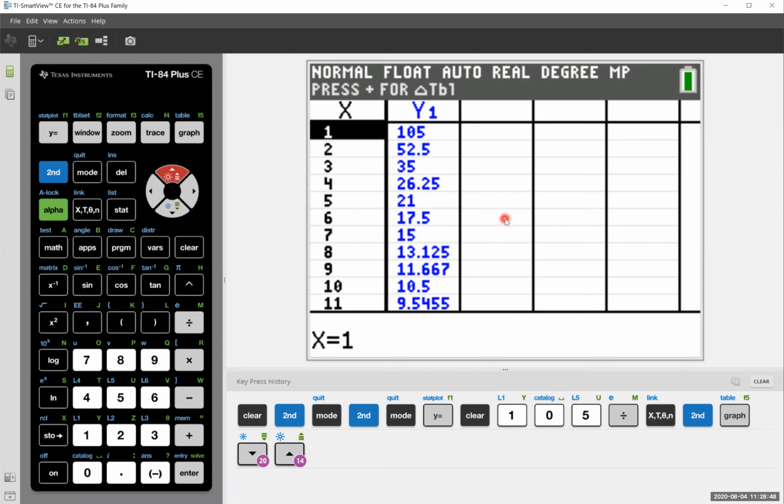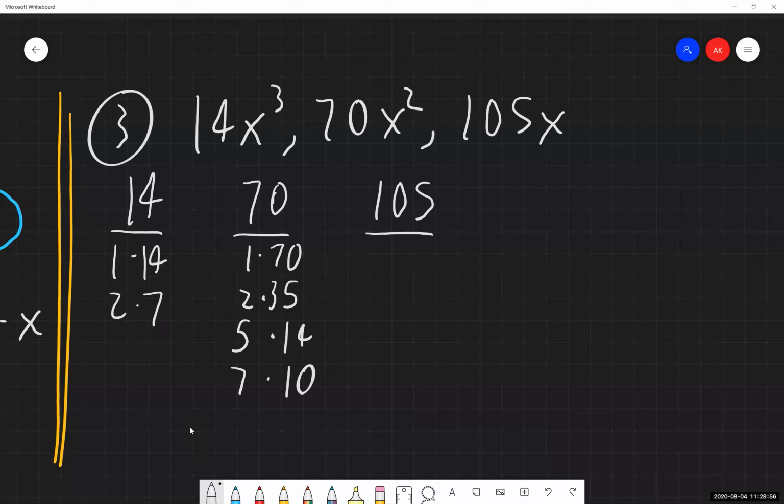So we'll jump back over to our Blackboard, and I'll actually write out the factors of 105. So 1 times 105. 2 didn't work. We had 3 times 35, and then 5 times 21, and 7 times 15.